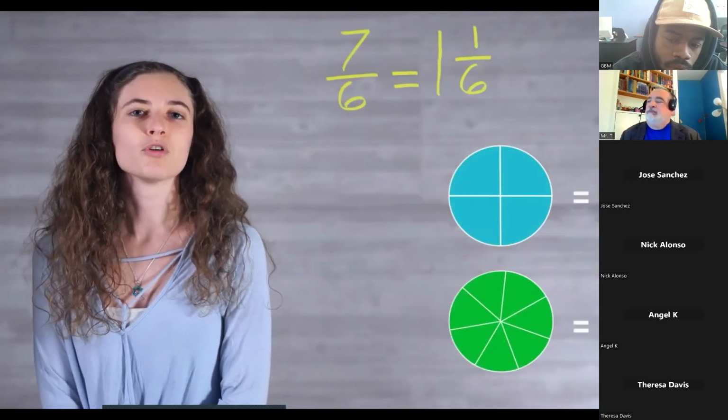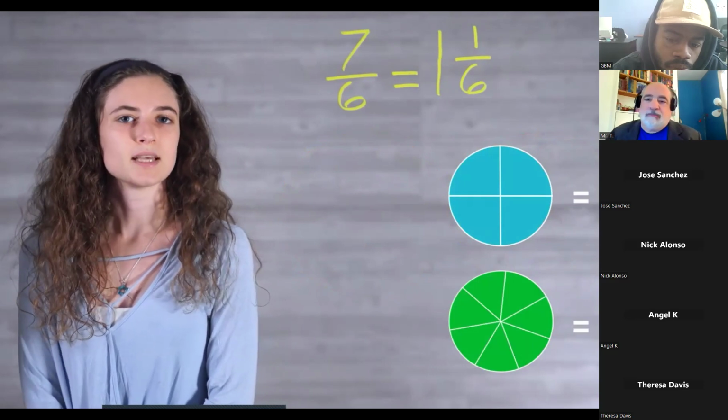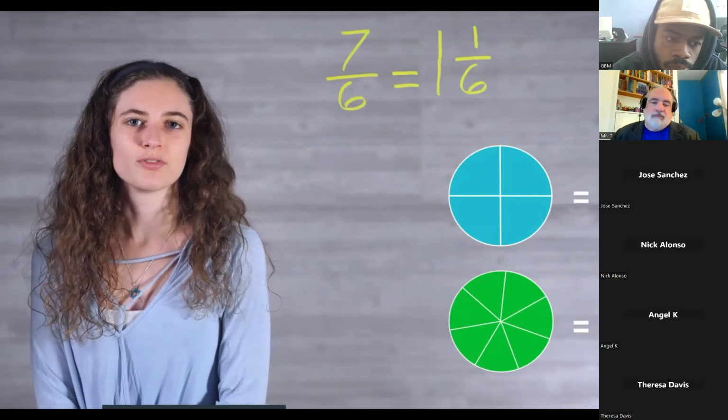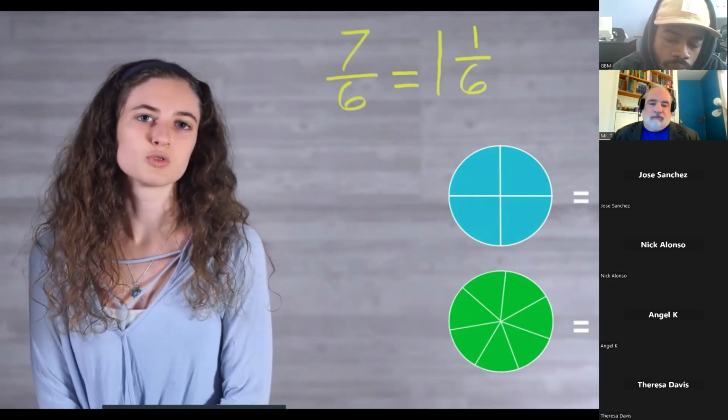For example, 4/4 would be grouped together as 1. 7/7 would also be grouped together as 1. Any value where the numerator is equivalent to the denominator would be expressed simply as 1.